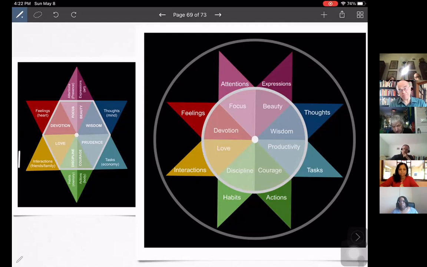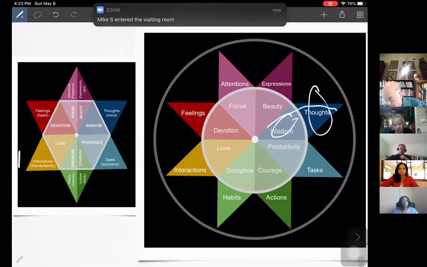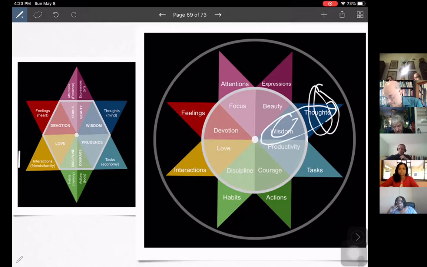So thoughts can be either way. What the thoughts that are here are thoughts which are not here. So this is actually the area of thoughts. This is the entire area. These are unintegrated thoughts, and these are integrated thoughts.